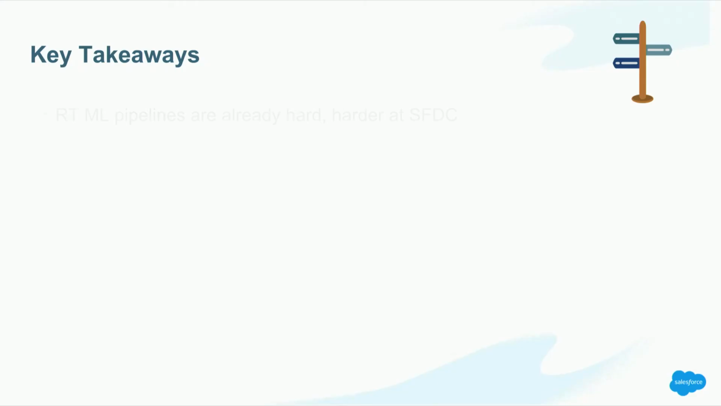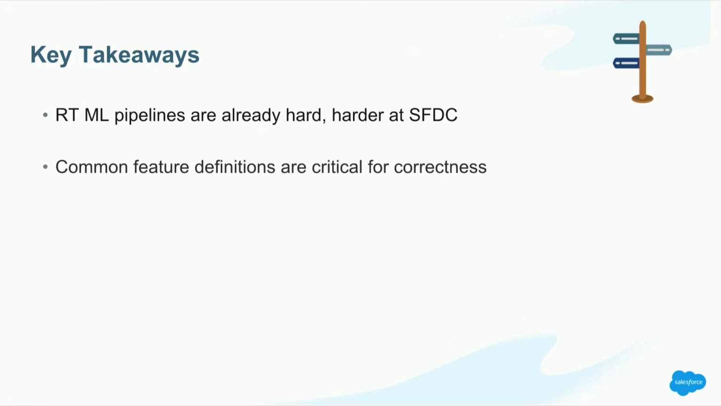Some of the key takeaways, as Karl has already mentioned: real-time ML pipelines are already hard. It's even harder at Salesforce due to all the multi-tenancy requirements. And common feature definitions are critical for correctness. If you generate the features differently for your training, for your scoring, and for your real-time scoring, over time, the logic tends to drift apart, and you are actually applying a model that is not applicable to your data.